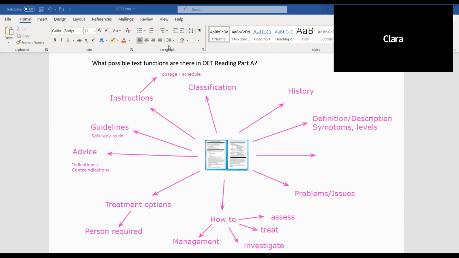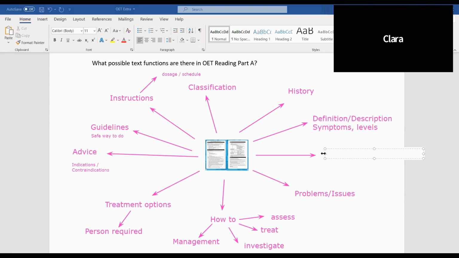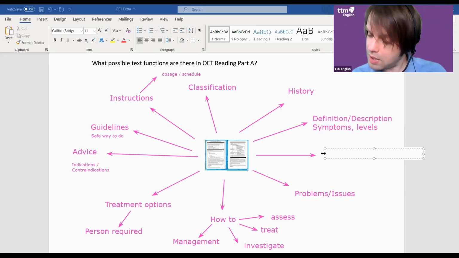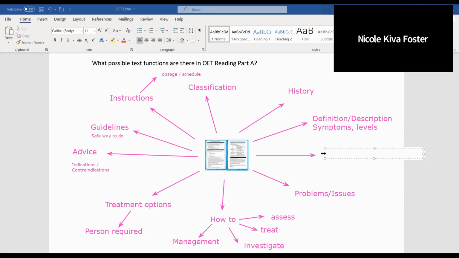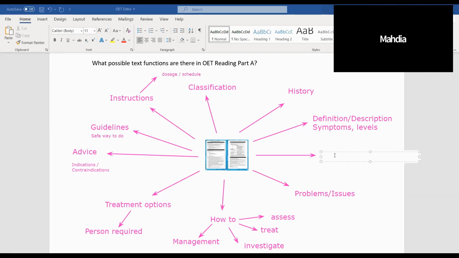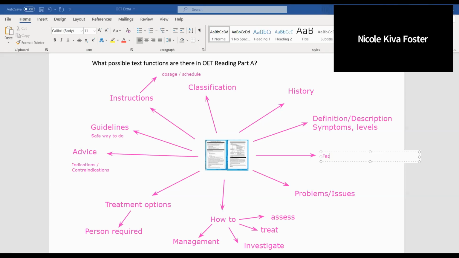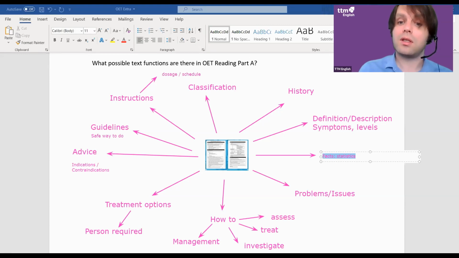Recommendations? Recommendations is advice. That would be like advice, or advice, guidelines, or instructions. Anyone else? Probabilities, such as charts of numbers. So what's the function of that text? Statistics. And what's the function, to just tell me facts? Yes, okay, such as 7% of the population have such a disease. Statistics. And we saw one of those recently in one of the mock exams.